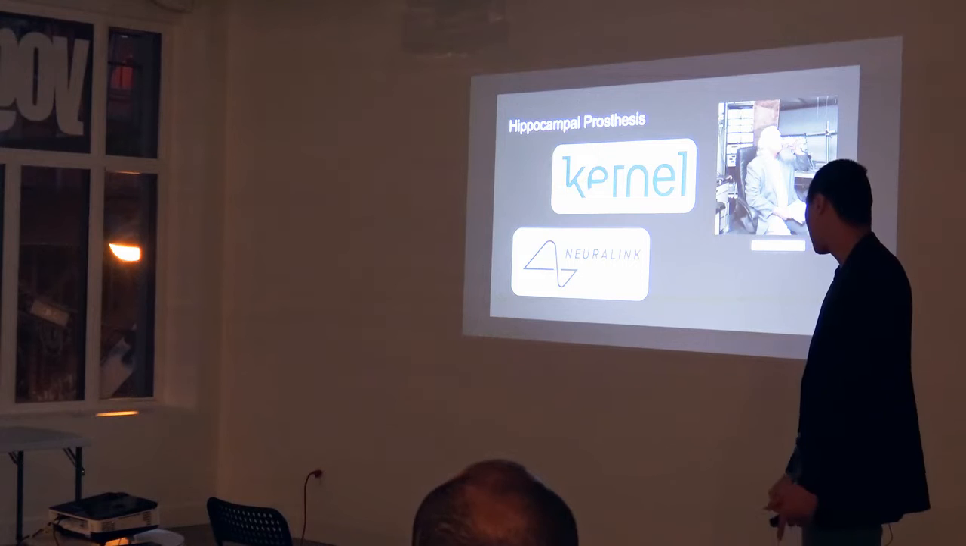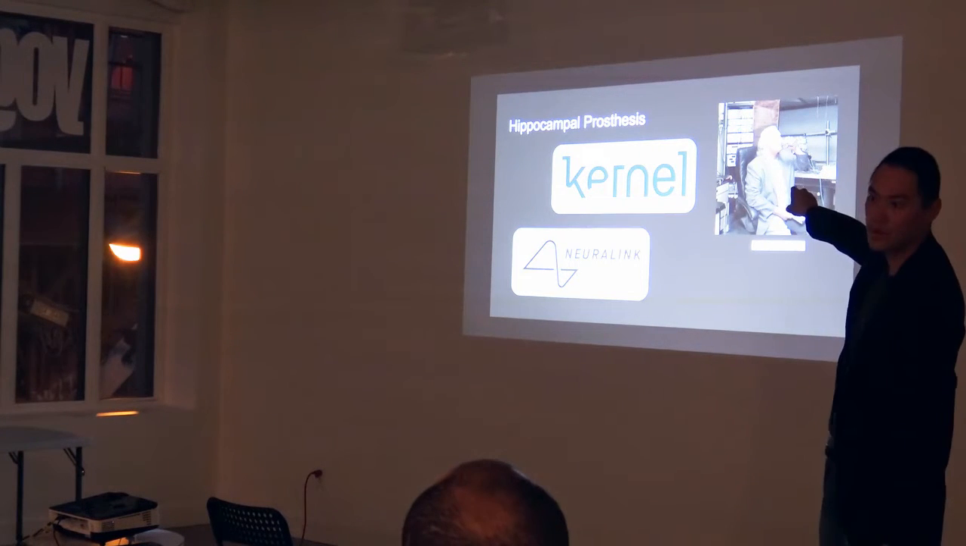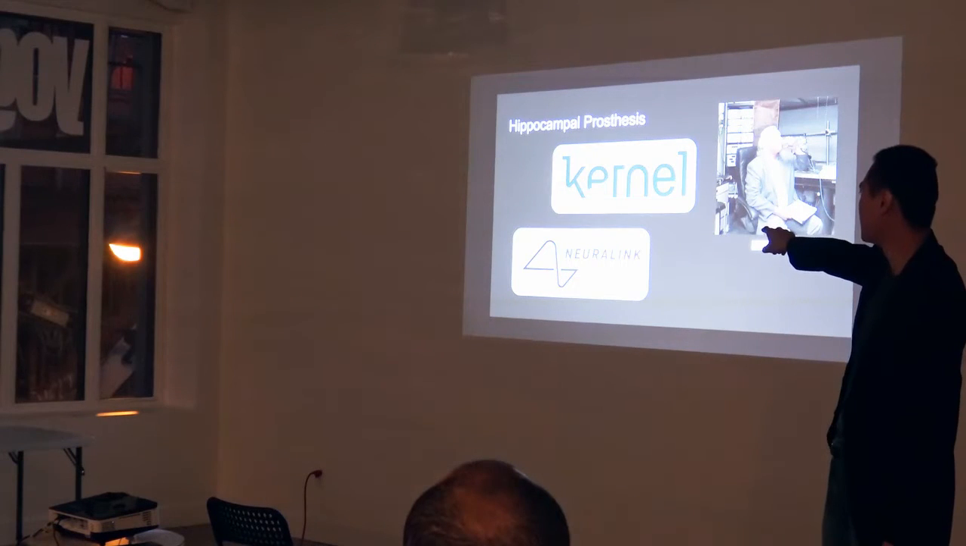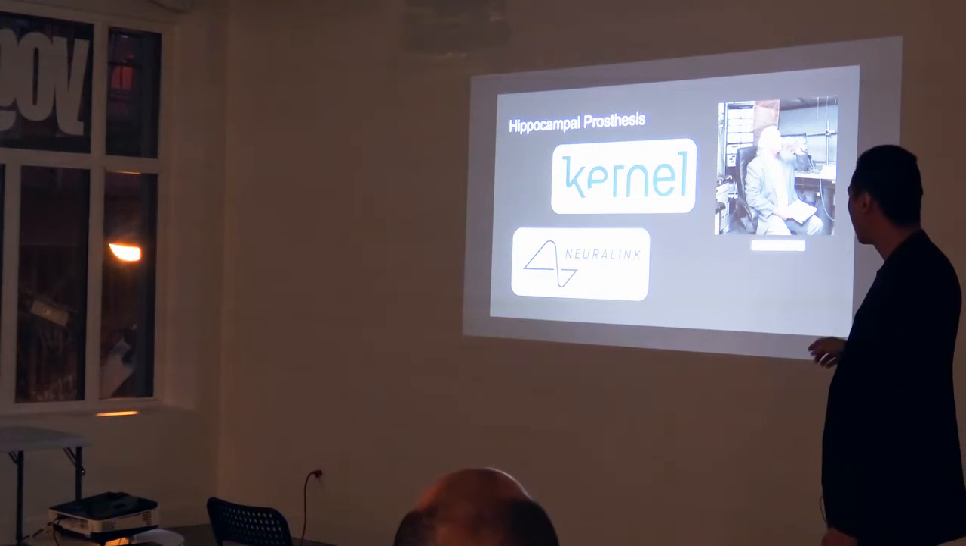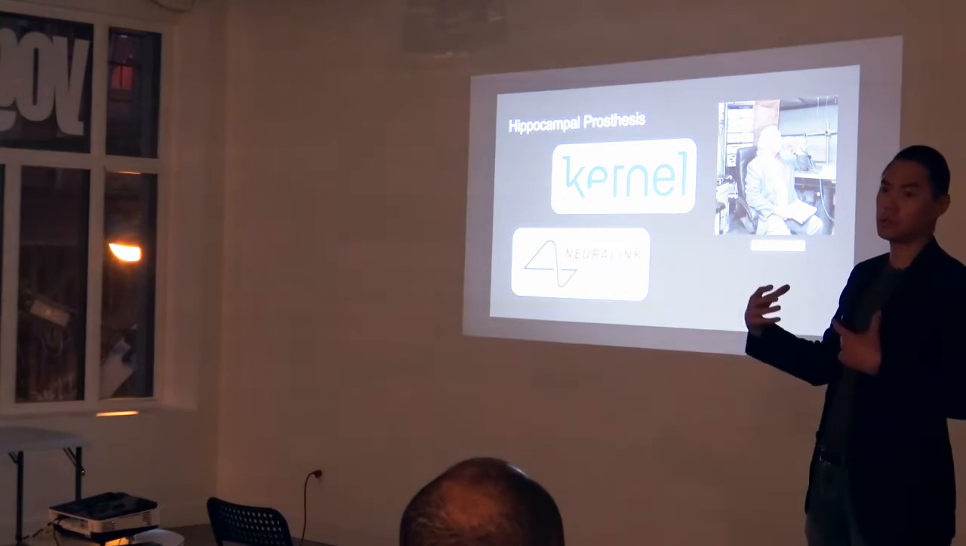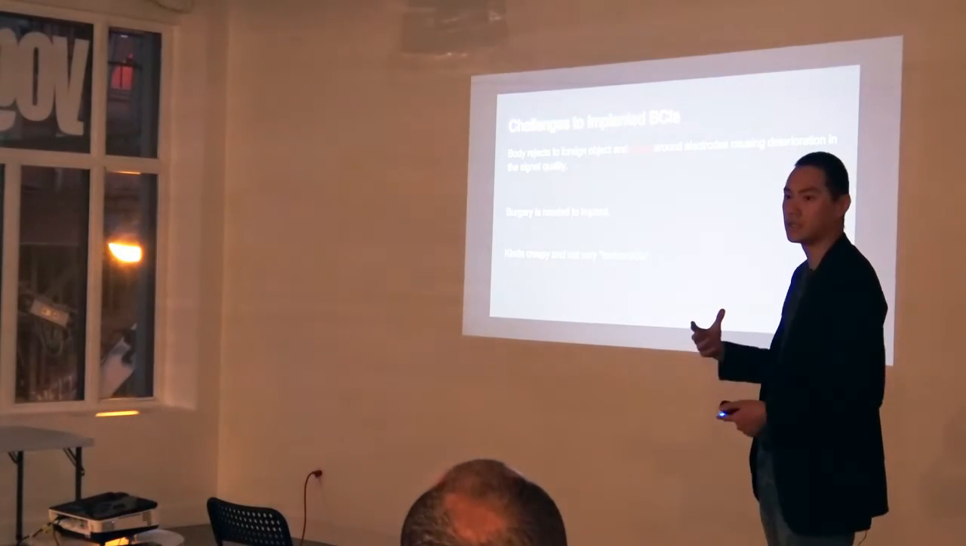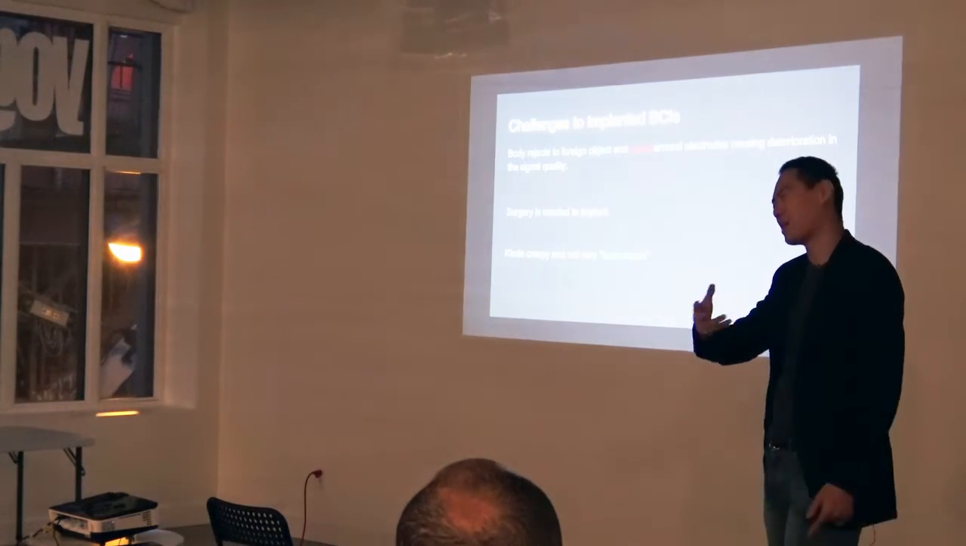There's two companies, Kernel and Neuralink. Kernel was basically founded with Theodore Berger. Elon Musk has founded Neuralink. Essentially, what they're trying to do is implant brain-computer interfaces into the brain to give people very interesting properties. And we'll talk about those soon.